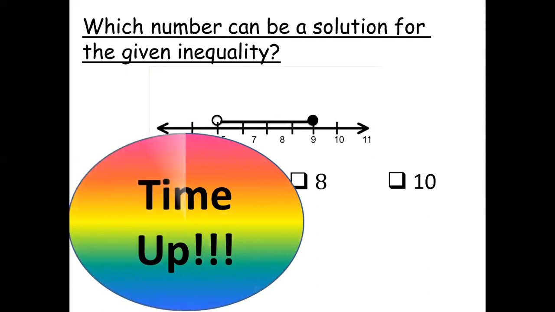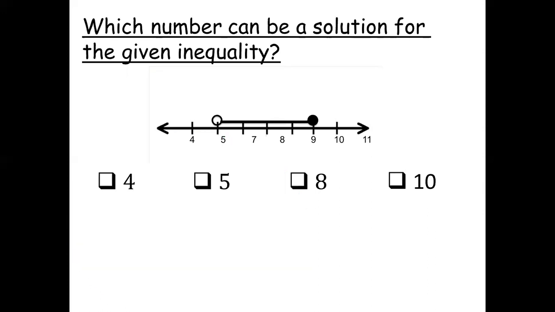Your time is up. So the correct answer for this question is 8. Why do we say that 8 can be a solution for the given inequality? You can see that in the graph which is given, the graph starts from 5, but 5 cannot be a solution because it's not colored. If it was colored, 5 can be a solution if the circle was colored.